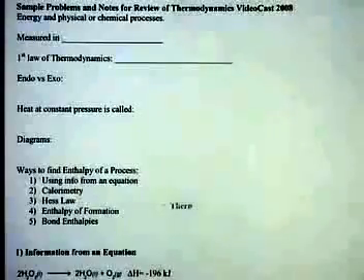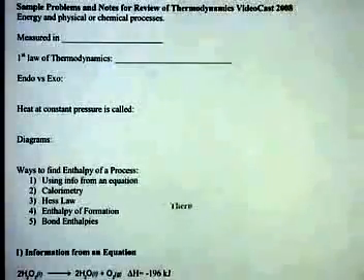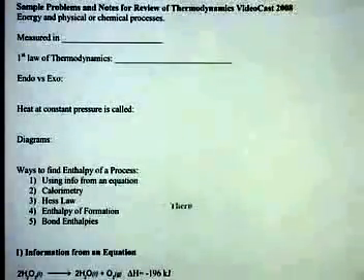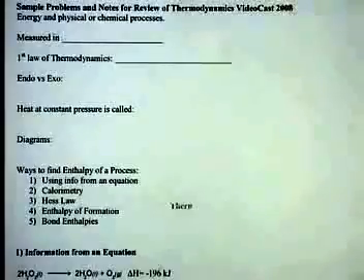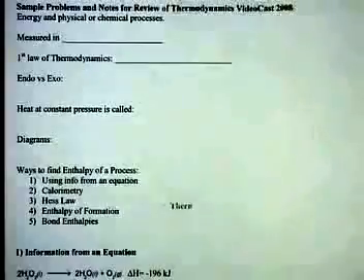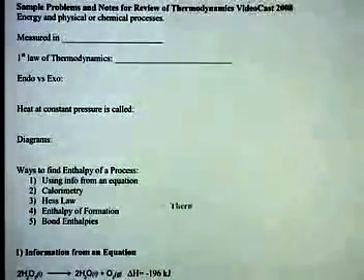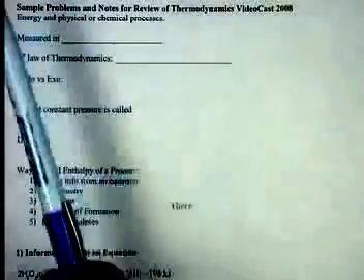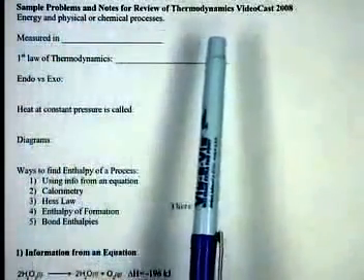Welcome to the video cast on thermochemistry review. This is a review of Chapter 5 Thermochemistry, which includes several different ways of determining the heat or enthalpy of a reaction. And we'll be following along with the handout that includes these sample problems and notes.